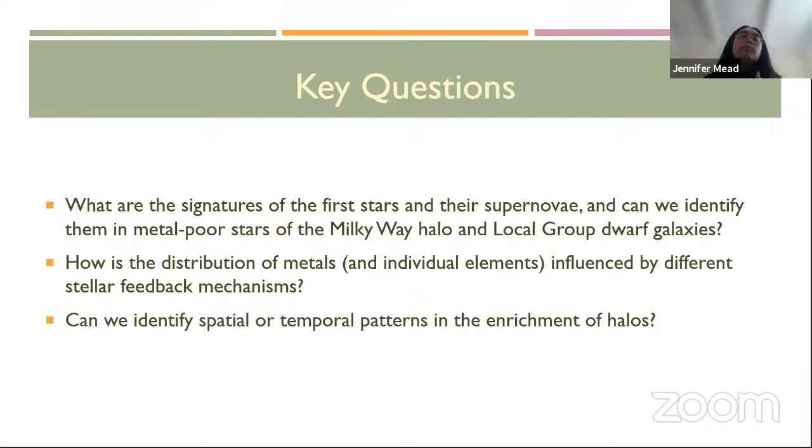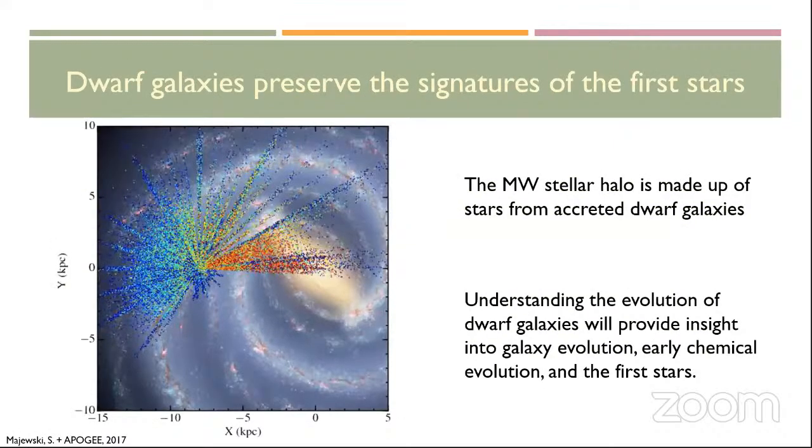Some of the questions that I am personally more interested in with these simulations is how the distribution of the overall metallicity and individual elements is influenced by different stellar feedback mechanisms, such as core collapse versus pair instability supernovae. And also whether or not we can identify patterns in the spatial and temporal evolution of the enrichment in these halos. So why do we even care about these questions?